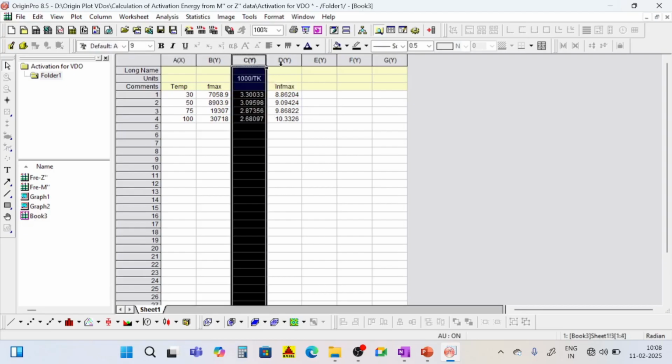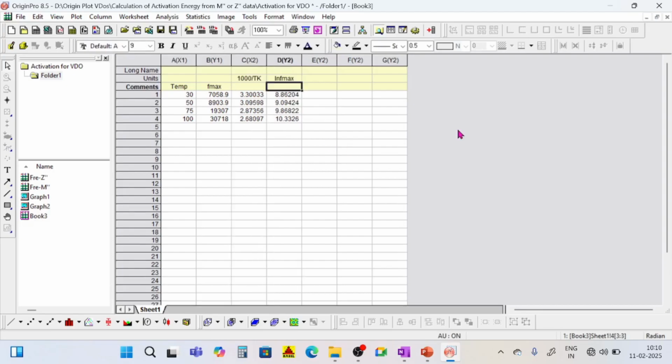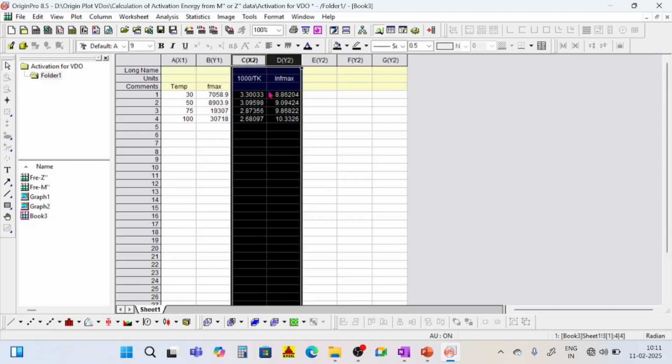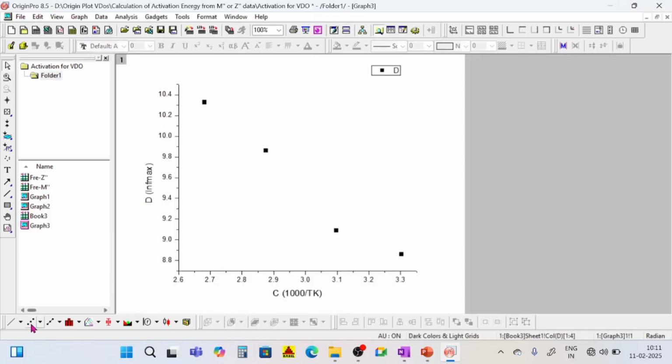So this is our x-axis and this is our y-axis. I suggest that whatever you want to write, you just write here, and then it will come in the graph itself. So along y-axis we take ln F max, and along x-axis we consider 1000 by T. Now you just select these two columns, x-axis and y-axis, and click on this drawing button. You can find the points.